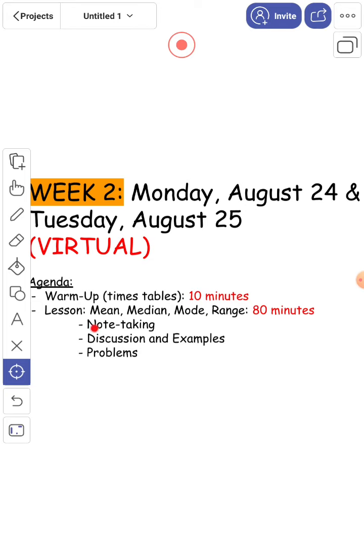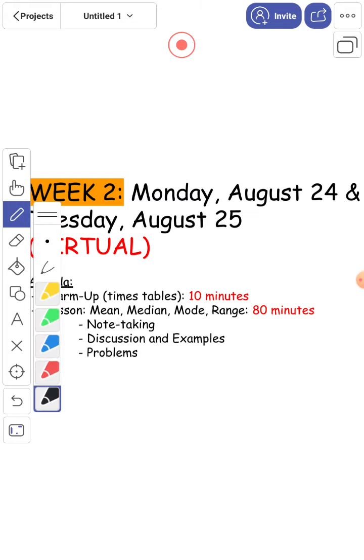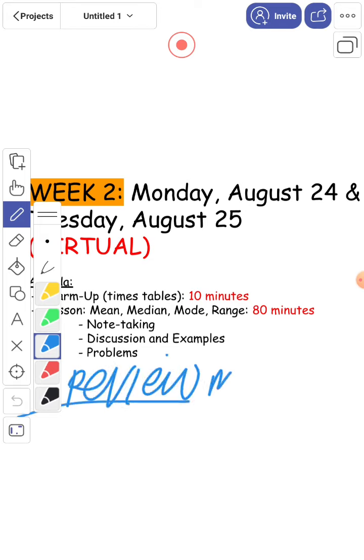But we are going to be talking about mean, median, mode, and range. Also, all this, just ignore it. Just look at the lesson. Okay, mean, median, mode, and range. This should be a review for you guys. If not, that's okay. So we're still in review mode, okay?